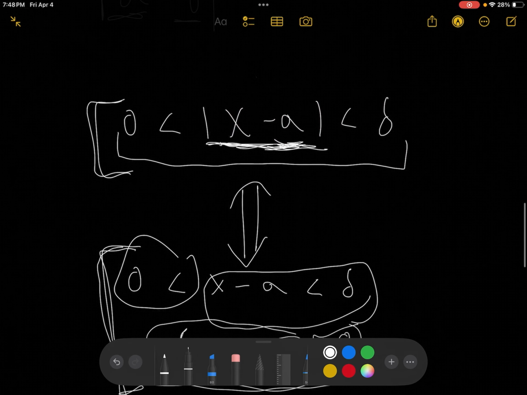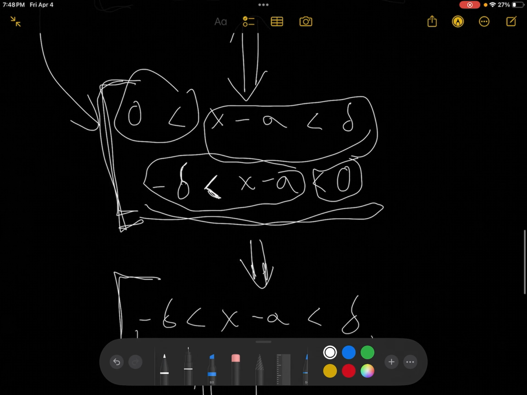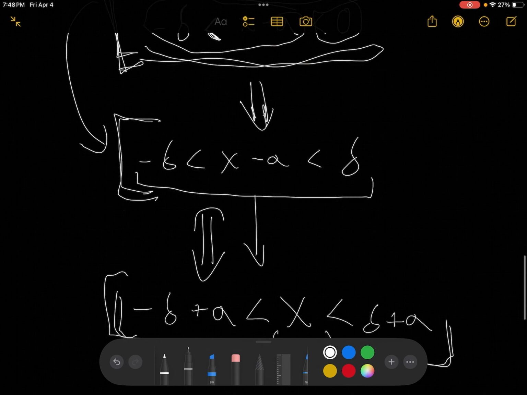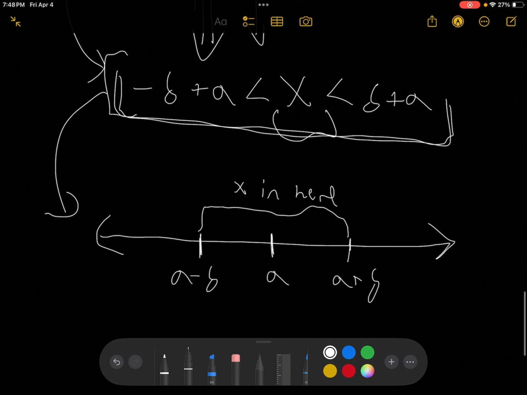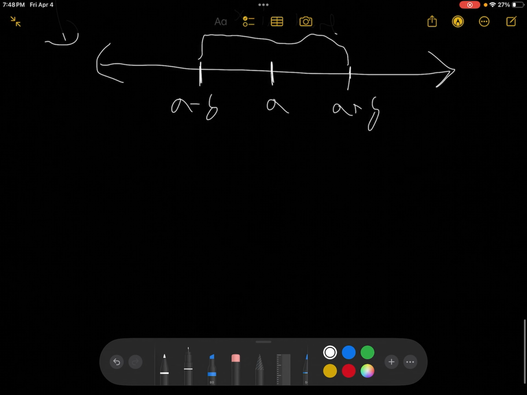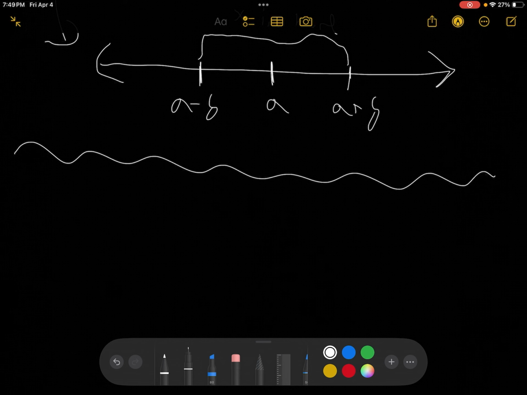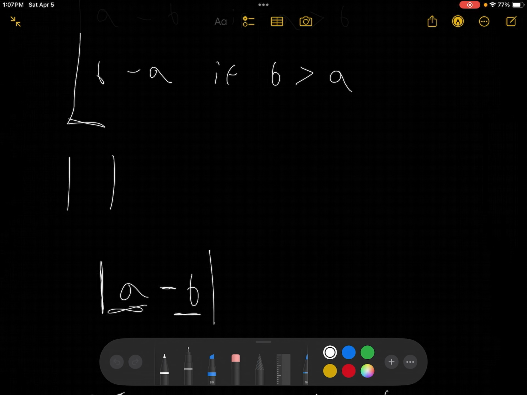So keep all of these manipulations you can do with inequalities in mind, because they're going to come in very handy later on when we get into proofs involving the formal definition of limit. And one more important thing to know about the absolute value function is it has two properties that are going to come in handy when we do proofs involving the formal definition of a limit.